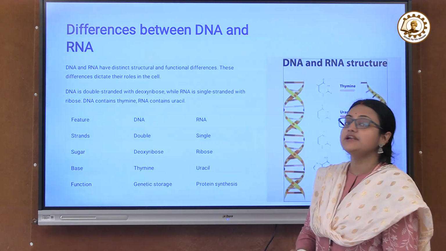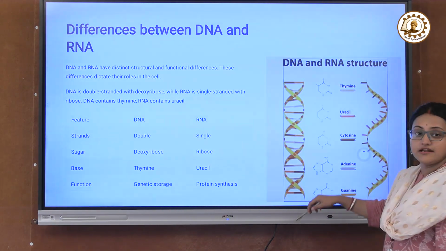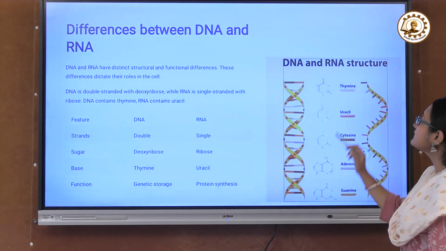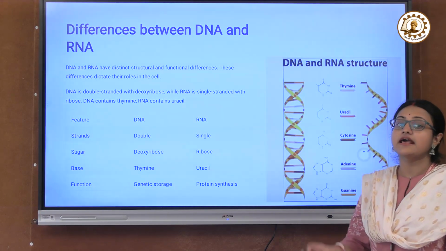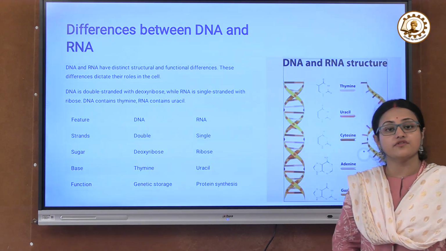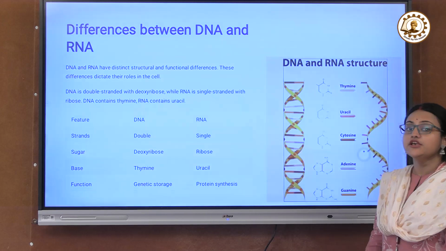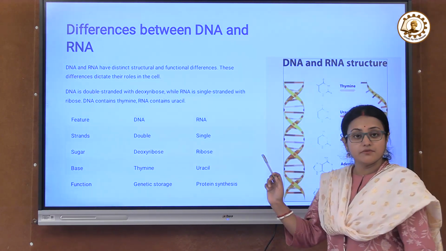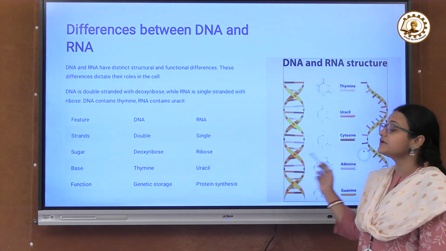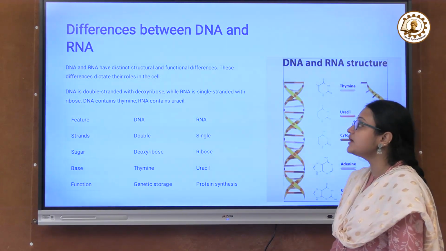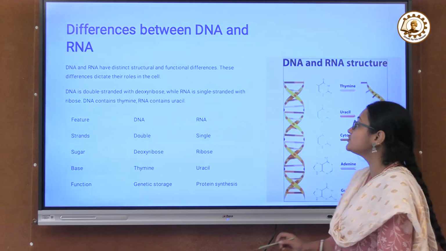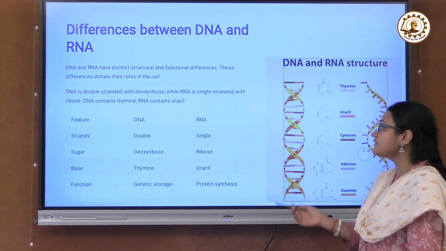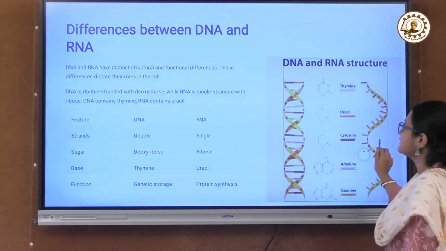So the differences between DNA and RNA. DNA is double helix, or double stranded. RNA is single stranded. In DNA the nitrogen bases are adenine, guanine, thymine and cytosine. In RNA there are adenine, uracil, cytosine and guanine. DNA is more stable because it is double stranded. RNA is less stable because it is single stranded. The sugar in DNA is deoxyribose and the sugar in RNA is ribose. So DNA is required for genetic storage and RNA is mainly required for protein synthesis.